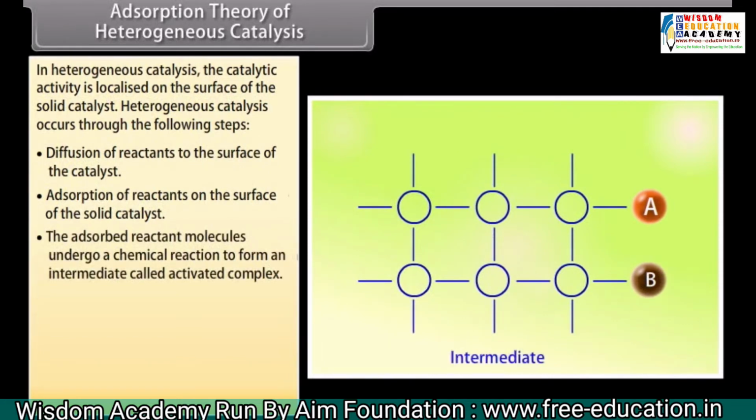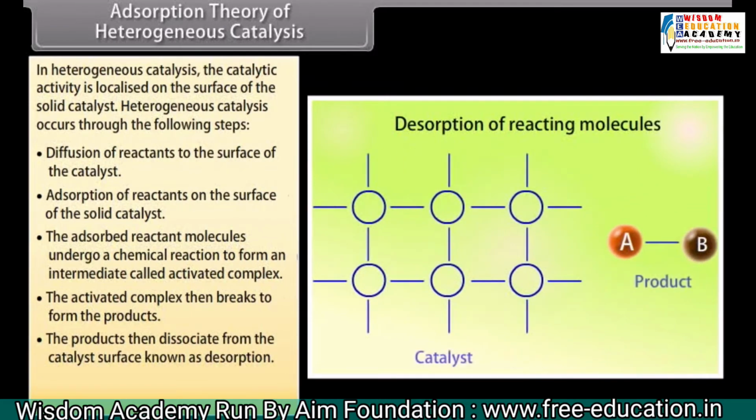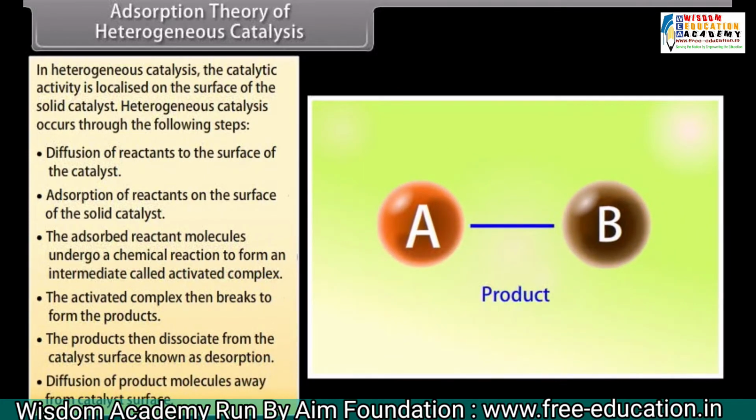The adsorbed reactant molecules undergo a chemical reaction to form an intermediate called activated complex. The activated complex then breaks to form the products. The products then dissociate from the catalyst surface, known as desorption. Diffusion of product molecules away from catalyst surface.